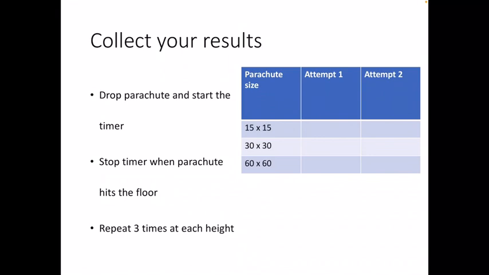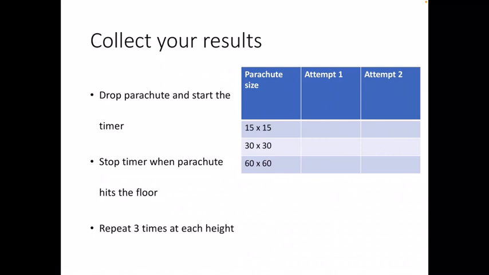Nice and simple there. And to make my results a bit more reliable, I'm going to repeat it 3 times. It says there for each height. It actually means for each parachute size. So that will mean I'll have a lot more results than if I just did it once. If I did it once, I would just have 3 results. But now I'm doing it 3 times, I actually get 9 results.